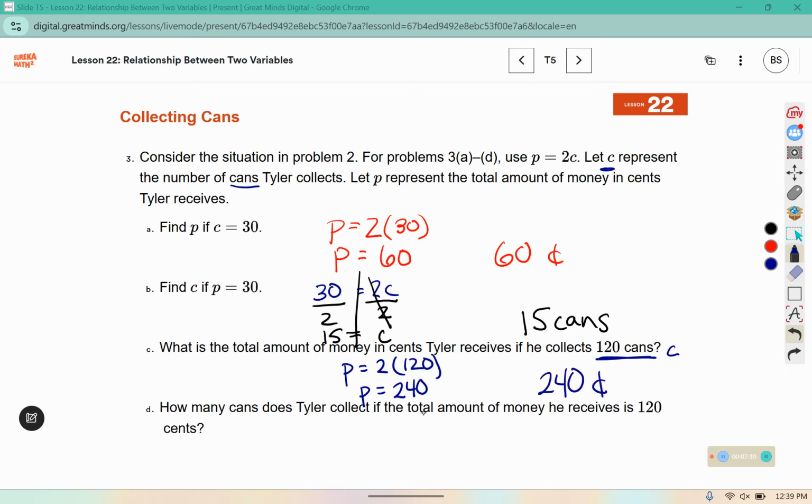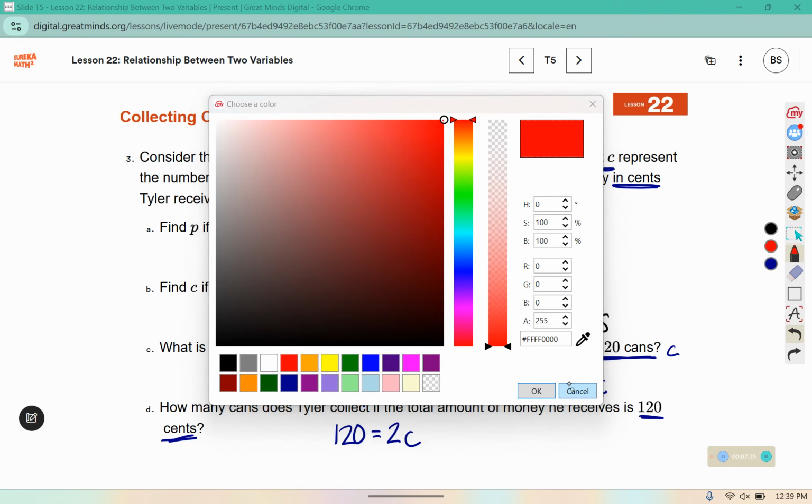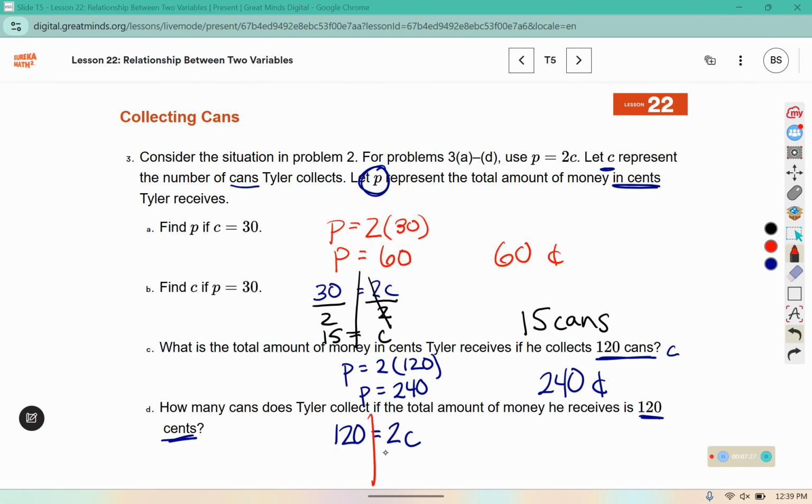How many cans does he collect if the total amount of money he receives is 120 cents? P is the cents, so we're putting 120 in the P's position, and we need to solve it for C. To undo what's happening to the C, we have to divide by 2. That leaves us with C, and 120 divided by 2 is 60. So he needs to collect 60 cans.